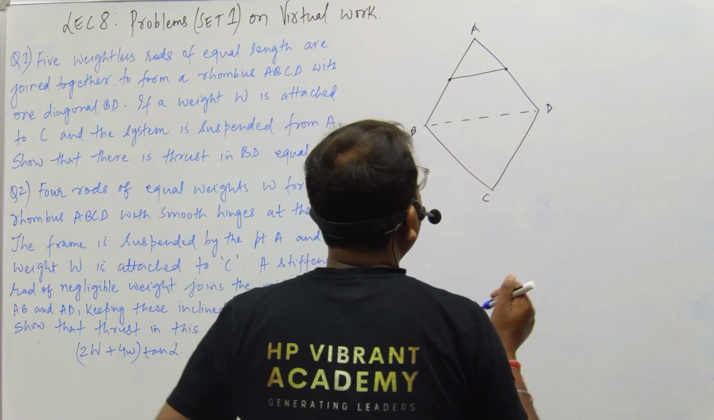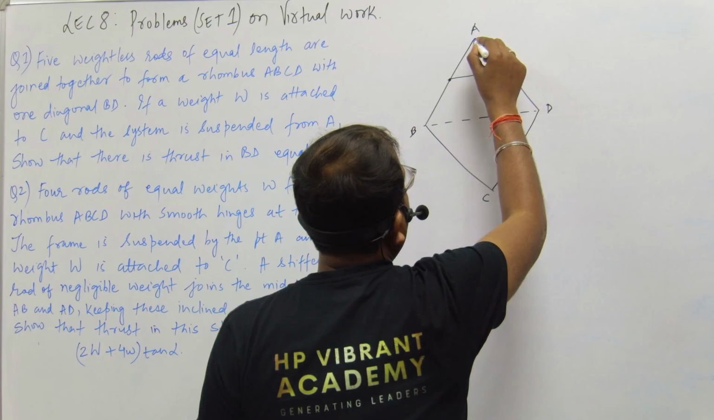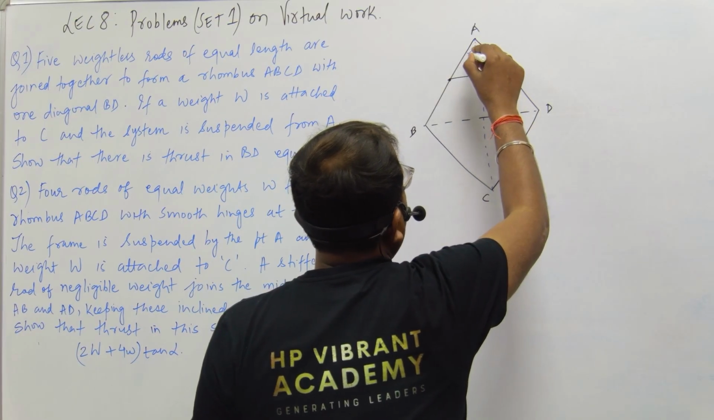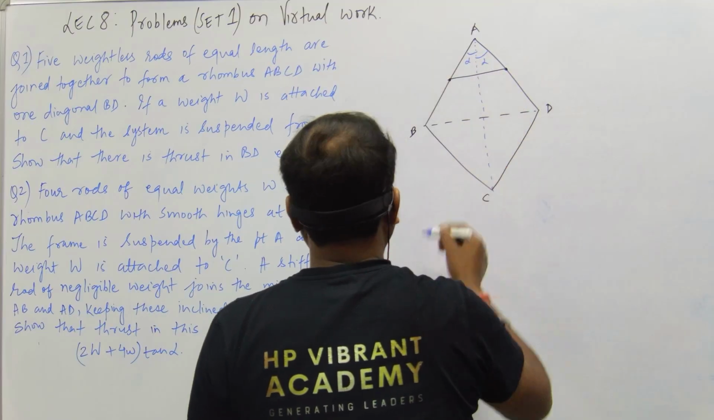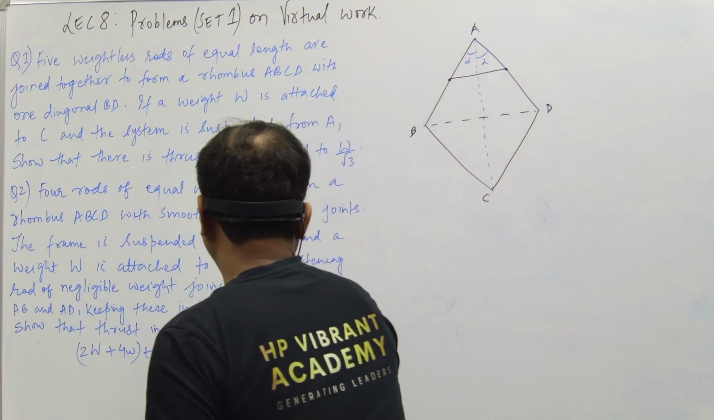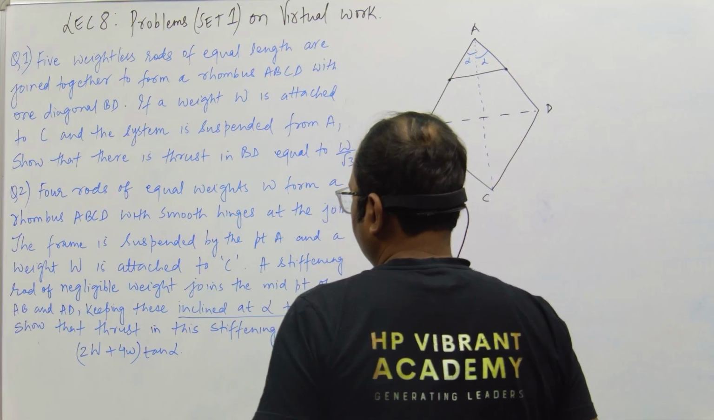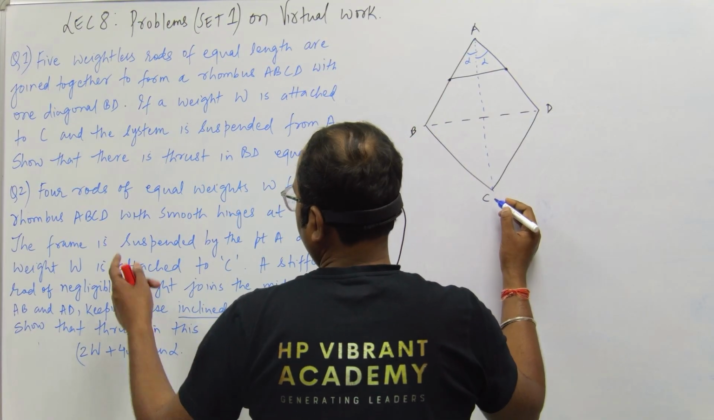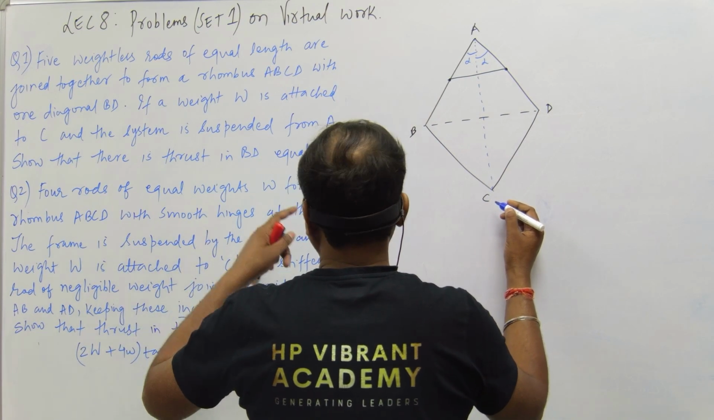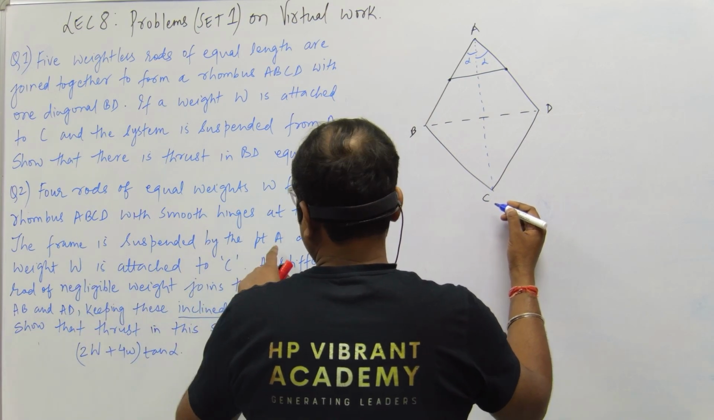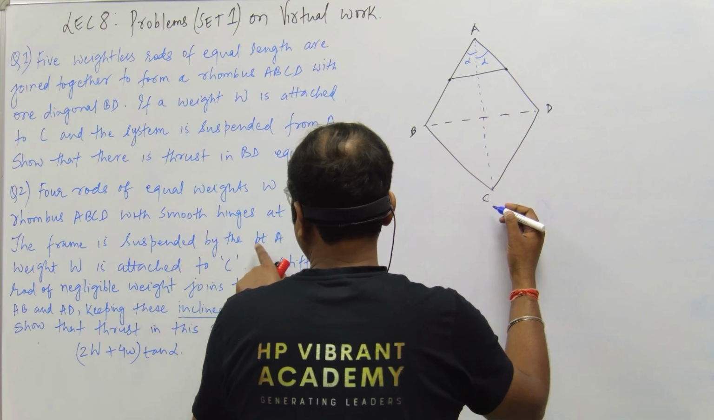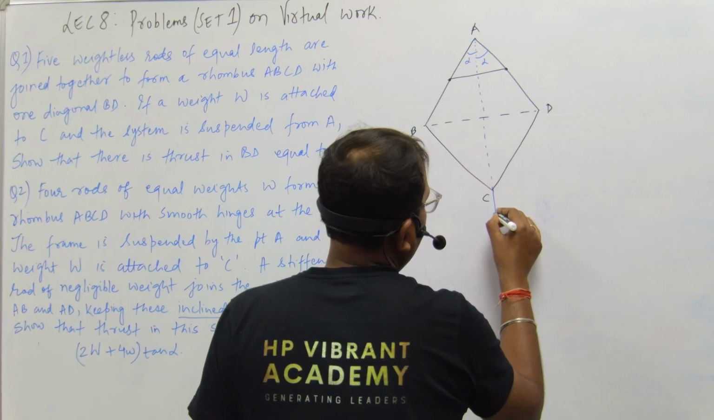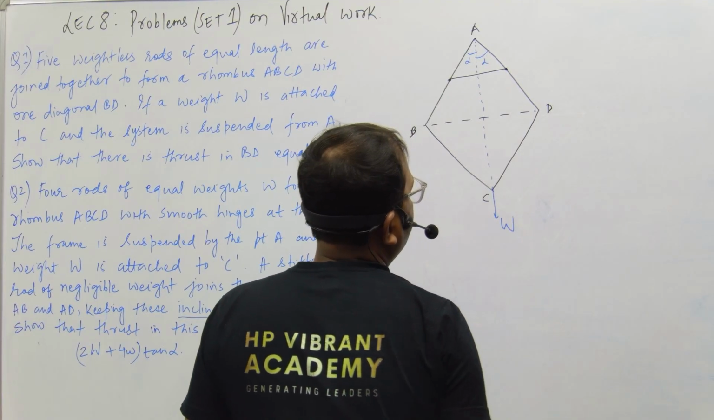And we have AB and AD inclined to AC at an angle of alpha. This is our AC line. So this angle is alpha and this angle is alpha. Inclined at alpha to AC. Show that the thrust in the stiffening rod is given. Because there are 4 rods of equal weight, and the frame is suspended by the point A and a weight capital W is attached to C. So capital W is attached to C.